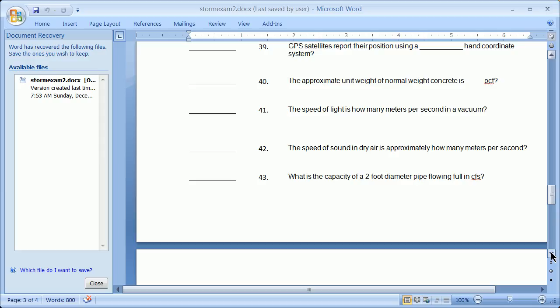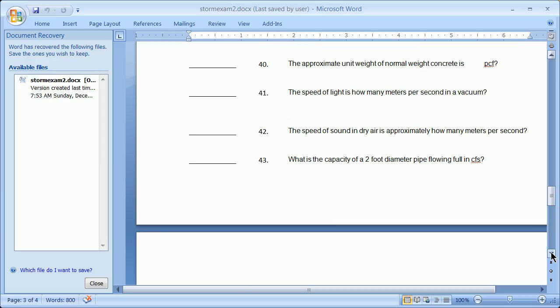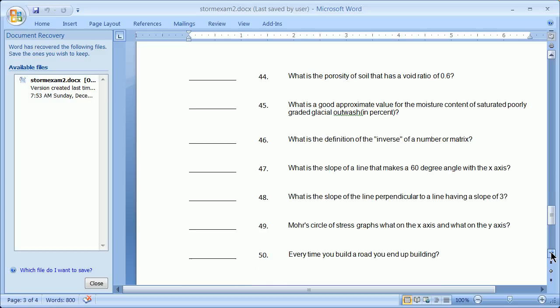Capacity of a 2-foot diameter pipe flowing full is pi times 10 cubic feet per second, because the area of a 2-foot diameter pipe is pi, and then you multiply by 10 for the top range of a 3 to 10 feet per second velocity. Porosity of soil of 0.6. That means you've got 0.6 of voids and 1 of solids, so the answer is 0.6 over 1.6.